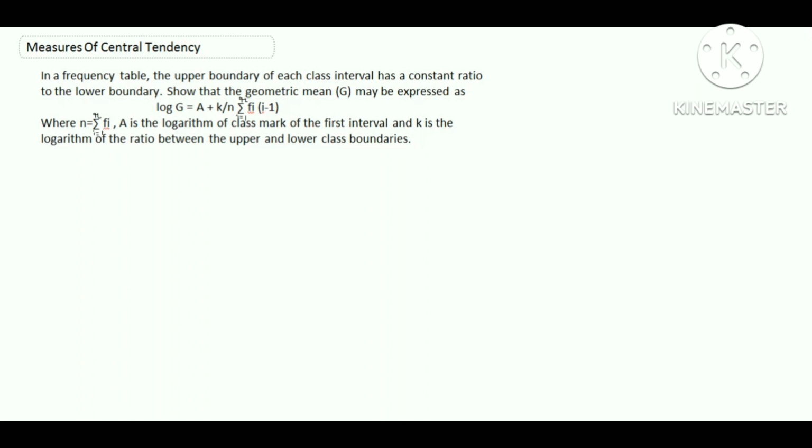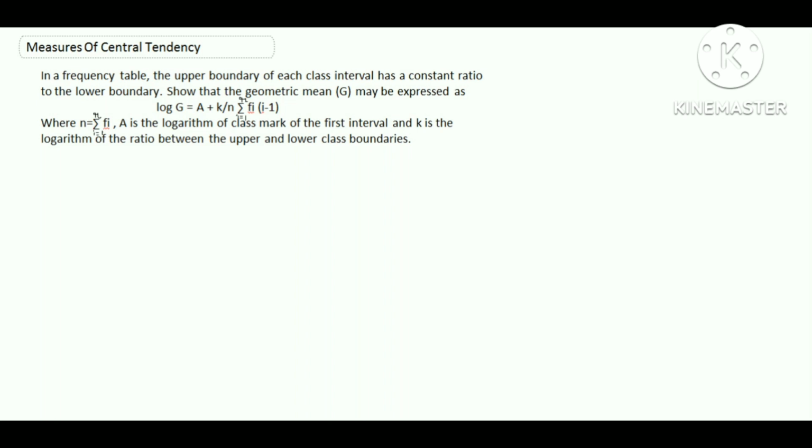The statement of today's problem is: in a frequency table, the upper boundary of each class interval has a constant ratio to the lower boundary. Show that the geometric mean G may be expressed as log G equals A plus k divided by n, summation i ranging from 1 to r, f_i into (i minus 1), where small n equals summation of f_i, capital A is the logarithm of the class mark of the first interval, and small k is the logarithm of the ratio between the upper and lower class boundary.